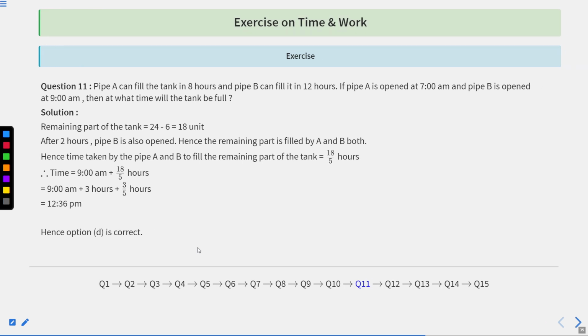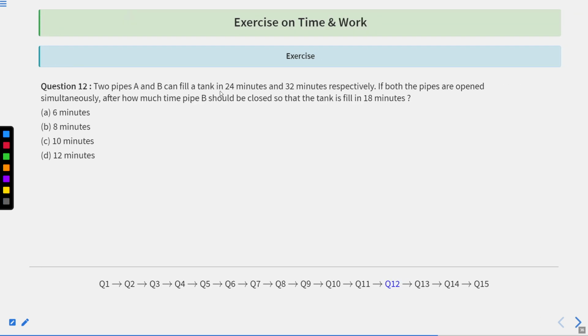So what part of the work is remaining? 24 minus 6, that is 18 units. After 2 hours, pipe B is also opened. Hence the remaining part will be filled by both the pipes. The time taken by pipes A and B to fill the remaining part of the tank will be 18 upon 5 hours. Therefore, the time is equal to 9 a.m. plus 18 by 5 hours. So it's going to be 12:36 p.m. So at 12:36 p.m., the tank will be full. So the correct option here is option D.